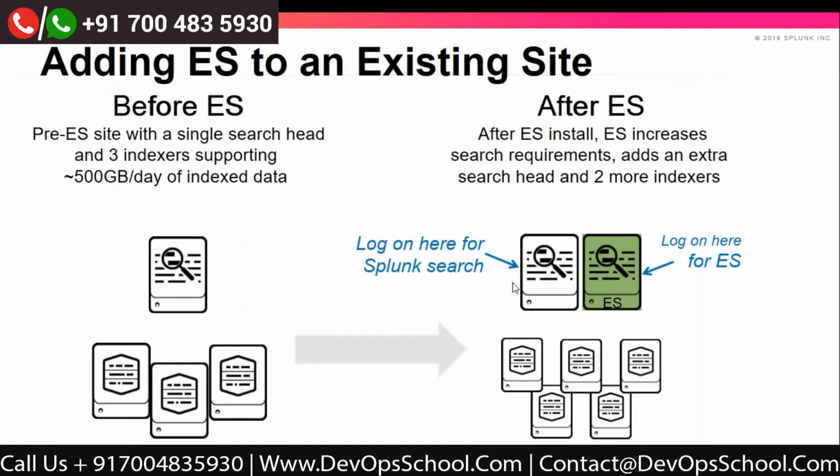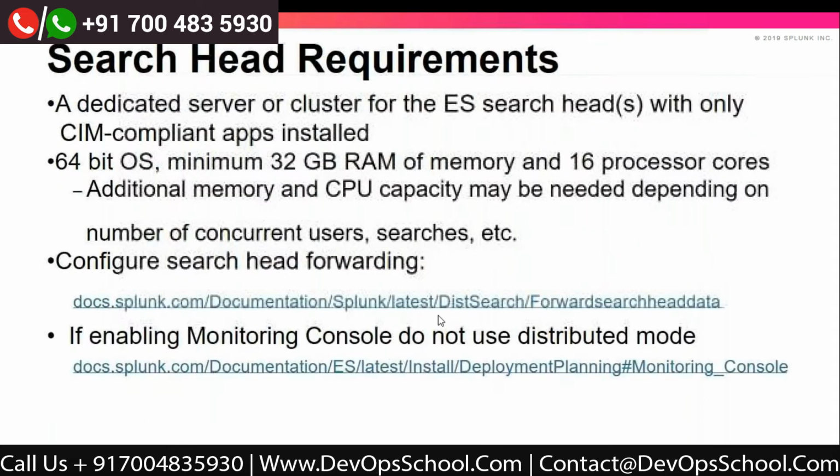As we had discussed before installing Enterprise Security, we had a dedicated search head, a single search head, and multiple indexers. So the search head will increase, and indexers also increase. Now let's see the hardware requirement for the search head. A dedicated server or cluster for the ES search head, with only CIM compliant apps installed, requires a 64-bit OS, a minimum of 32 GB RAM, and at least a 16 core processor.